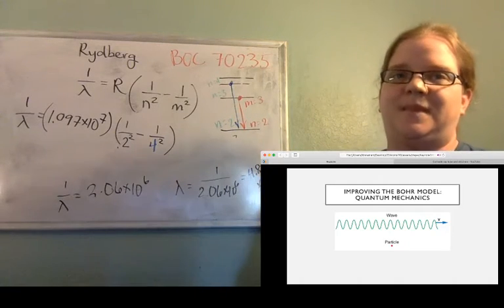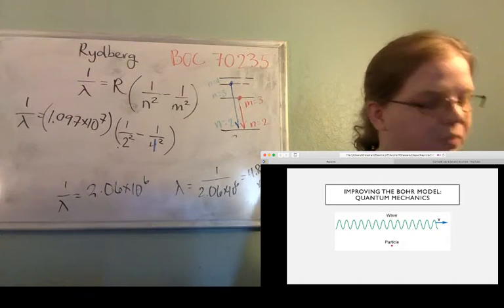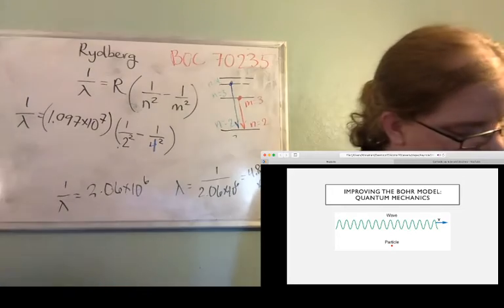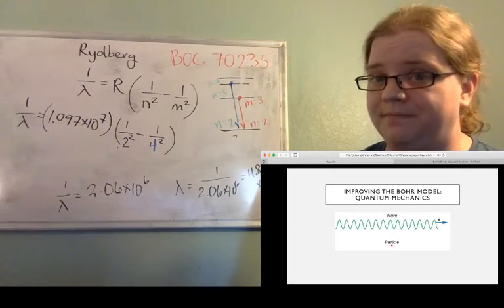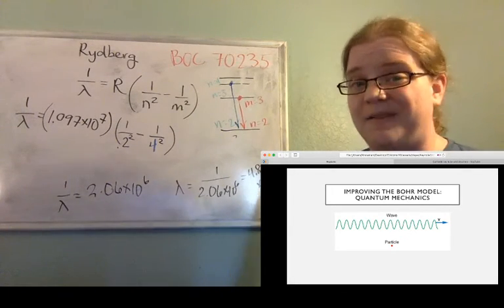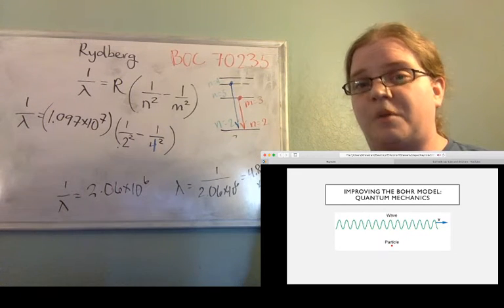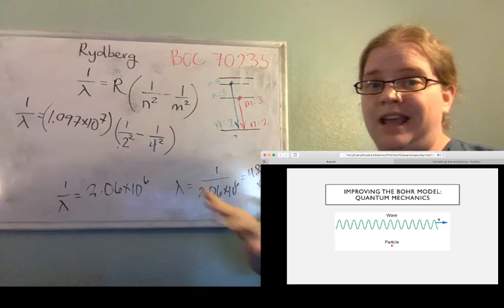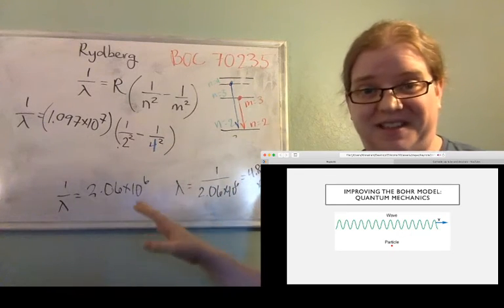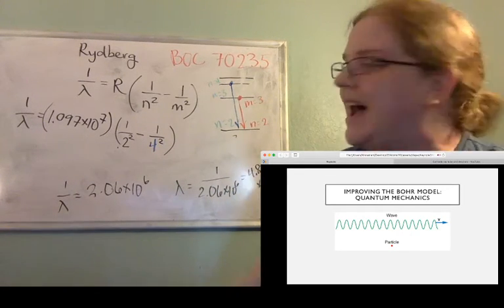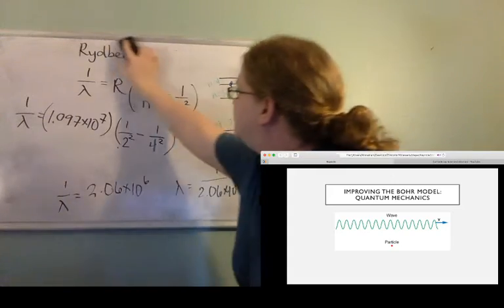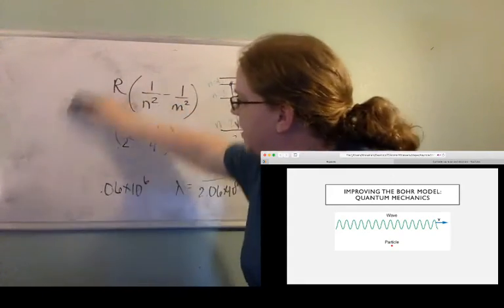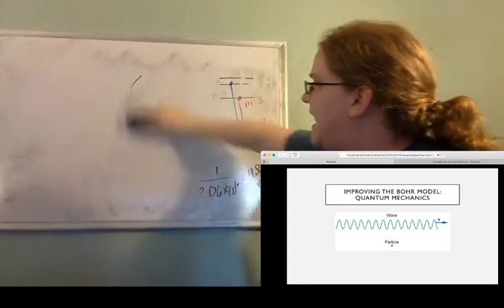All right, so Bohr's model's pretty good for hydrogen. It gets these numbers perfect for hydrogen. It doesn't get them at all for anything else, okay? So how do we improve this? Well, we start treating it more like quantum mechanics.